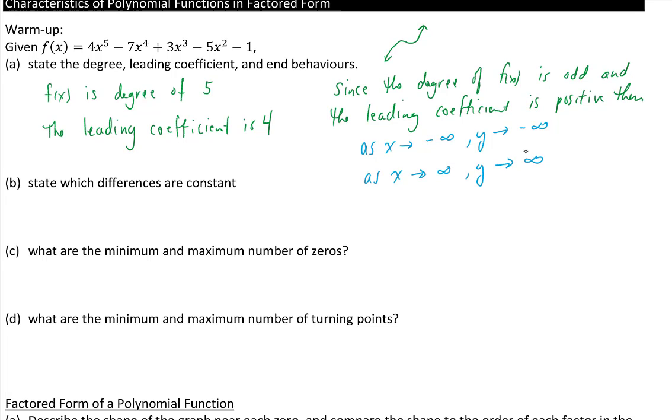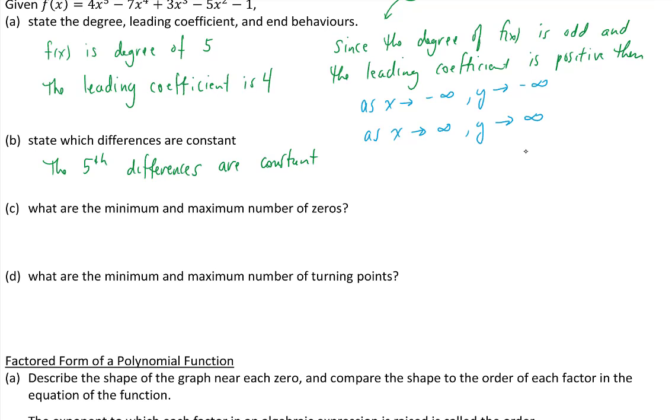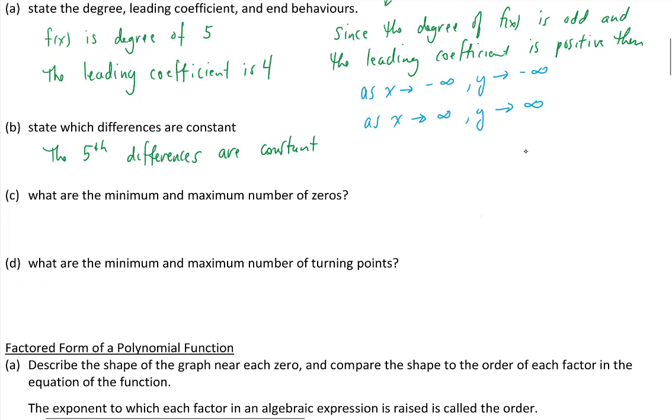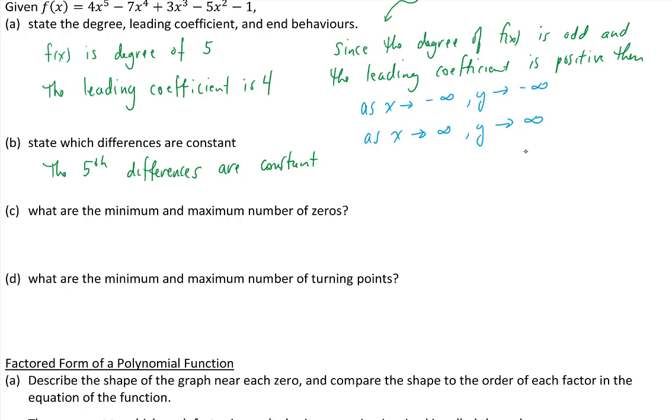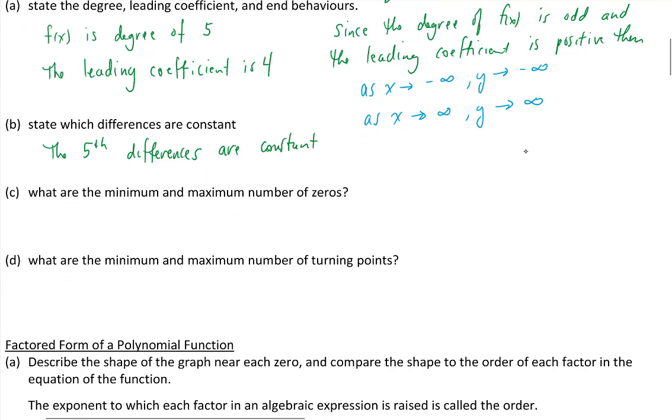So which differences are constant? Again, looking at the degree of this polynomial, it's of degree 5, so the fifth differences will be constant. What are the maximum and minimum number of zeros? Since the degree is 5, our maximum number of zeros is 5, and since the function is odd, our minimum number of zeros is 1.